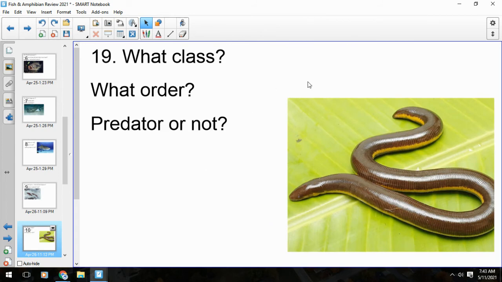What class, or in what order, and predator or not? So what class? These are going to be amphibians. And this is going to be Apoda as the order. So this is our caecilian. And is it a predator? Yes, all amphibians are predators. He's just going to prey on earthworms and other things that are underground. So amphibian, Apoda, and predator.